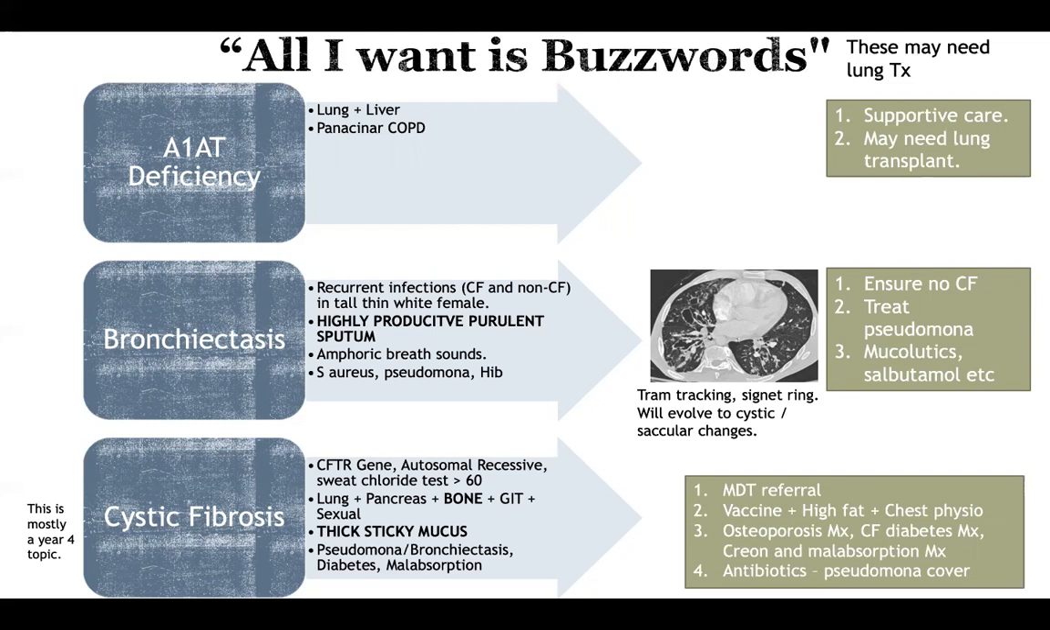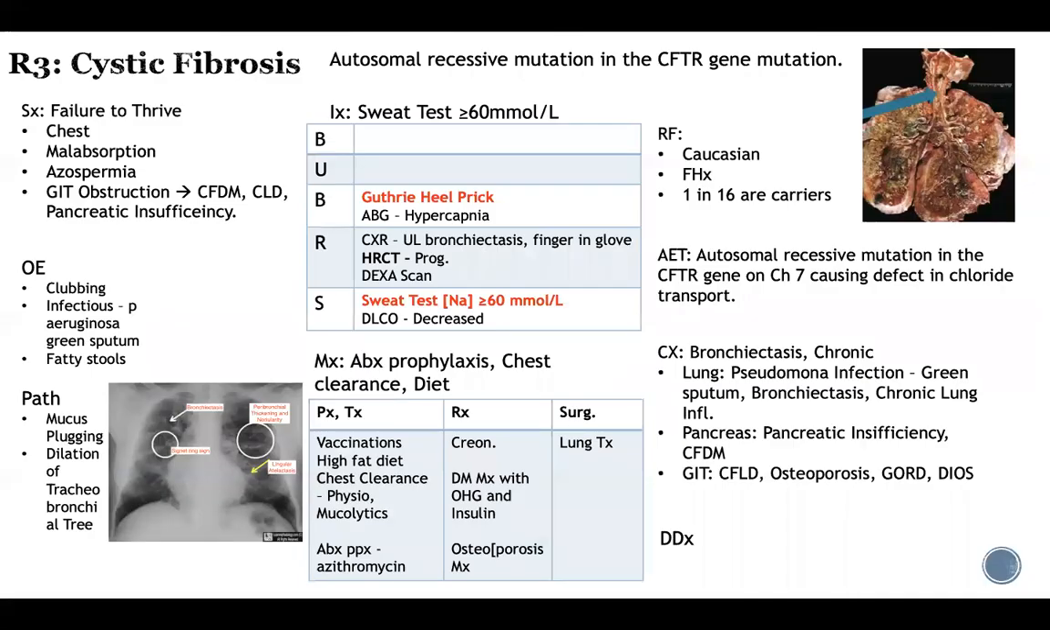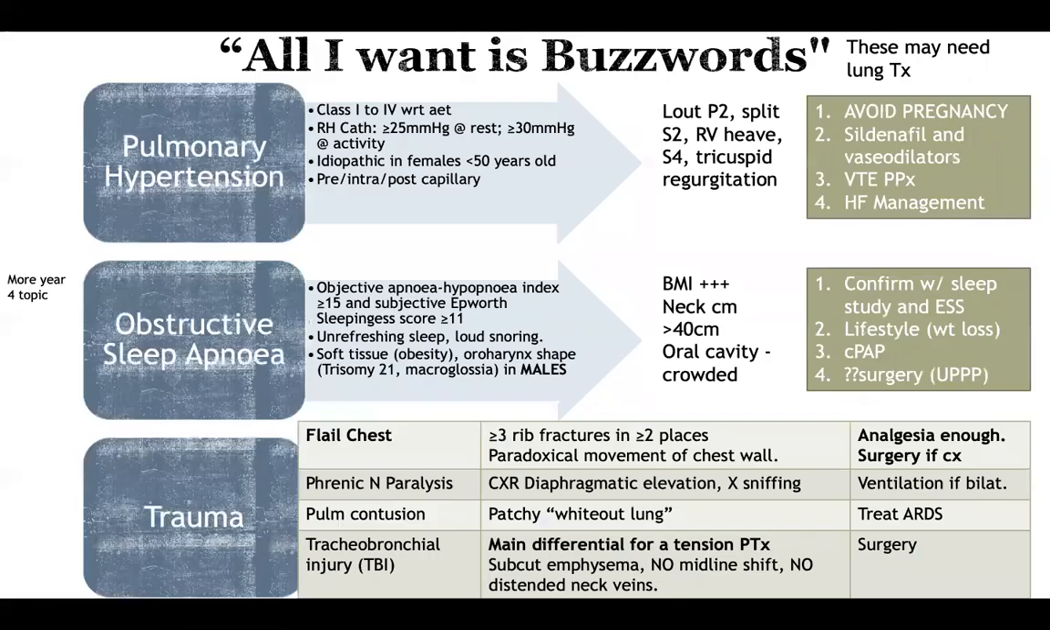And then it affects a lot of things. It affects the lung, the pancreas, the bone, the gut. Just think about it as thick, sticky sputum. MDT referral, everything else. Oh, and there's something called Creon for everybody with malabsorption. You can give them like pancreatic enzymes. Cool. That's CF. And then I think this is towards the end already.